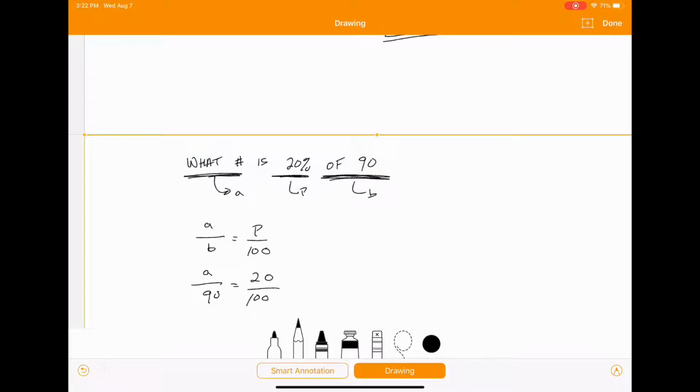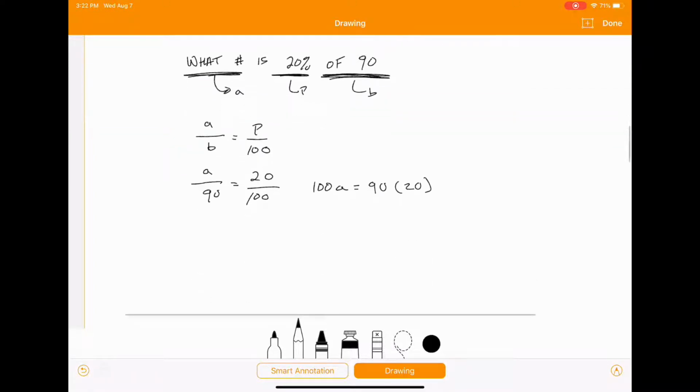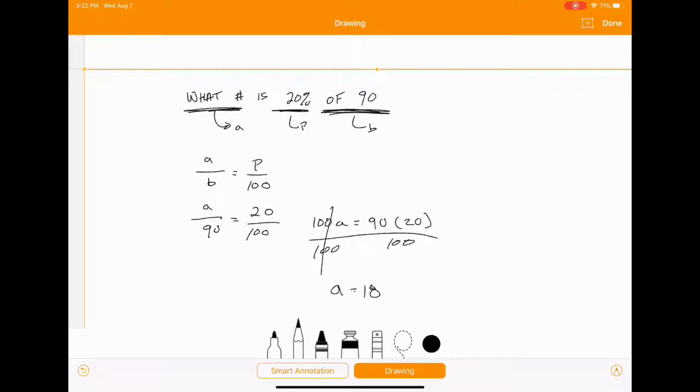So then you just cross multiply. So 100A equals 90 times 20. Divide both sides by 100. And you'll get that A equals 18. So 18 is 20% of 90.